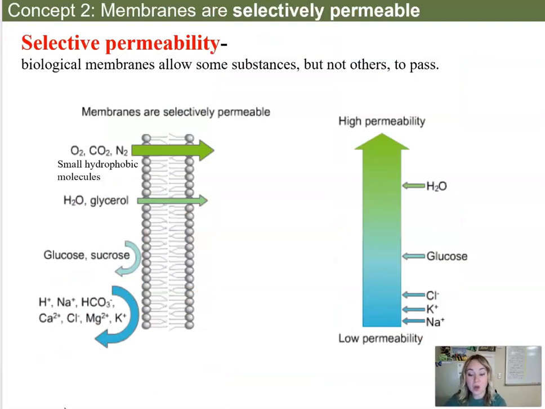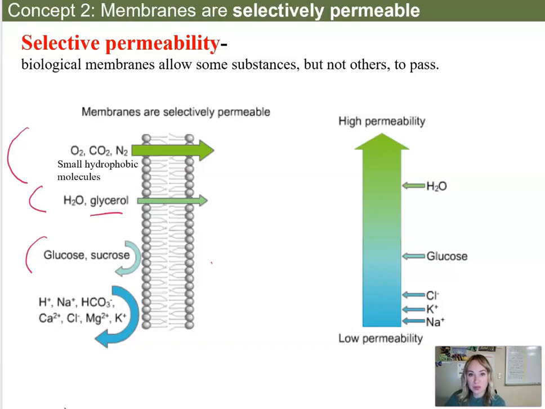All right, and now we're going to talk about the fact that membranes are selectively permeable, meaning they can regulate what type of molecules cross the membrane. As you can see here, oxygen, CO2, nitrogen, small hydrophobic molecules can pass the phospholipid layer directly, and so we say it has high permeability to these gases. Reduced permeability is for water and glycerol, and some other components, for example, glucose and sucrose. These are large molecules, so they would not be able to cross the membrane directly.